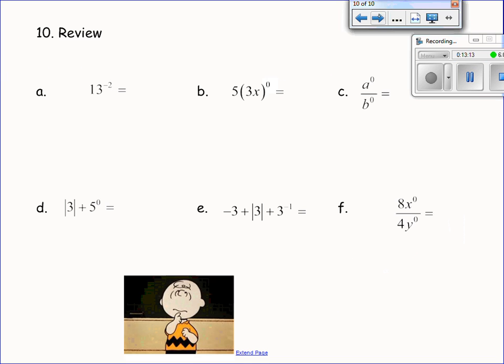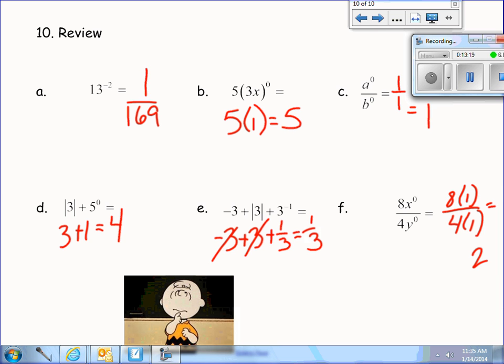Here's some review problems. I'm going to pause the video. We'll come back and check our answer. Notice, if it has a negative exponent, we put the reciprocal of it. Check your work. Absolute values are positive, and anything to the 0 exponent will be 1.